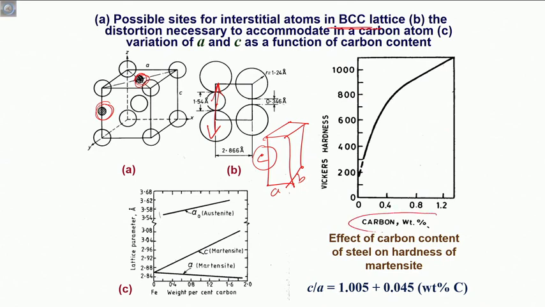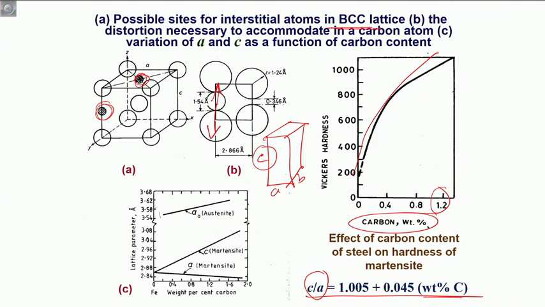geometry, is going to be larger if the amount of carbon is more. In fact, that is exactly what we see: as we increase the amount of carbon, the hardness of steel which is coming from martensite increases, and this is felt until a certain limit of addition of carbon. This is an empirical relationship which says that if you increase the amount of carbon, the tetragonality, the C over A ratio, increases, and because of which the hardness increases.